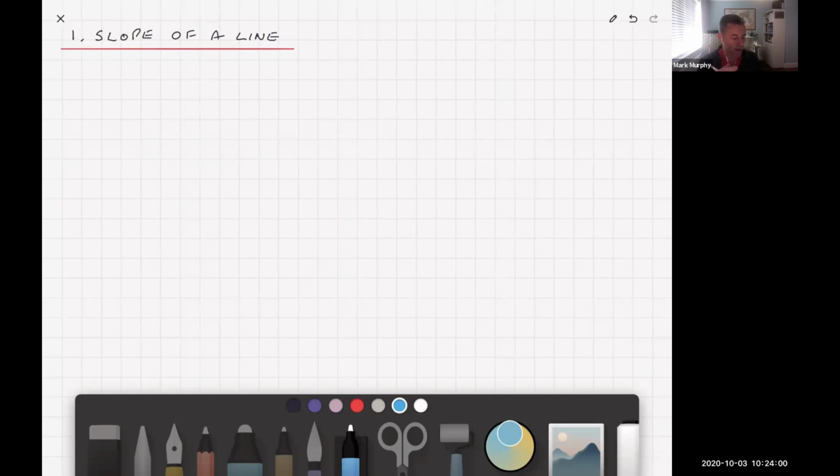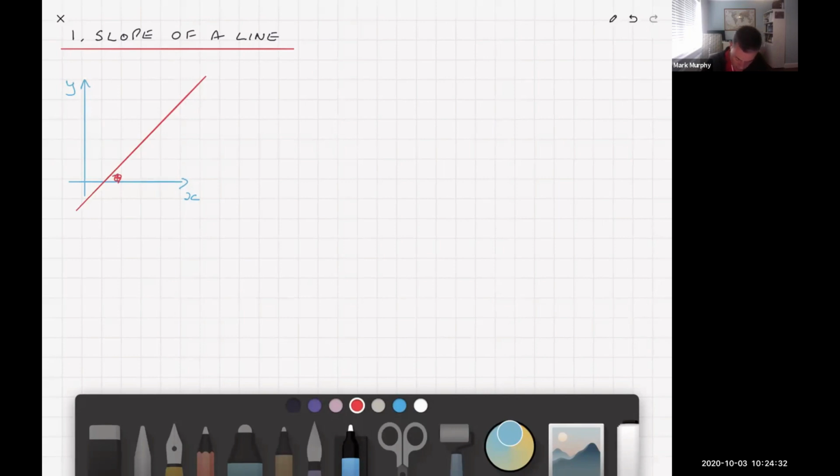So again, the gradient or slope of a straight line measures its steepness in relation to the x-axis, i.e. the amount that y increases for every unit of x. Okay? So I'll just draw the y-axis, the x-axis, and I just draw any line. So we'll say that the angle that line makes with the x-axis is theta.